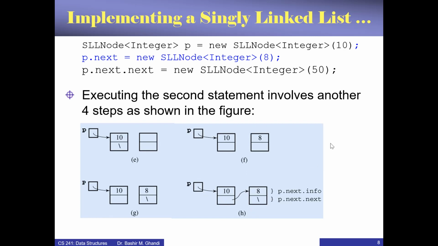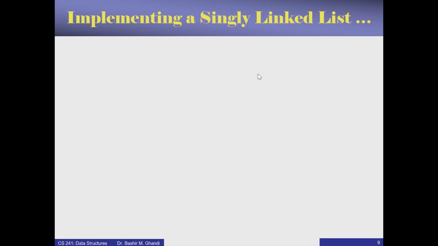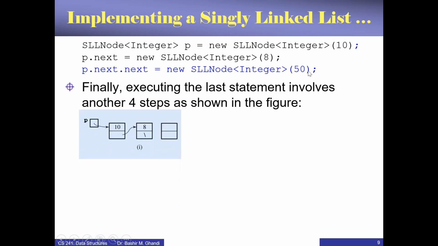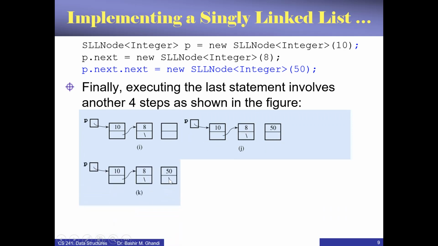Good. Let us now try to see the result of executing the last statement. p.next.next becomes new node of integer 50. So again, we start from the right, create a new node. So this is a new node, singly linked list node, so the object is created. Again, here we are calling the middle constructor. So it's going to initialize the new object with 50 in the info and null in the next.